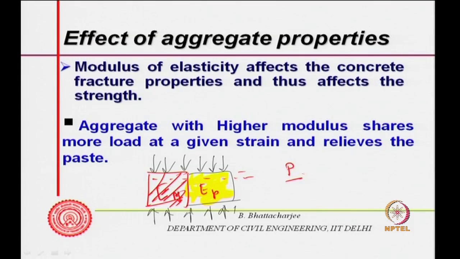So, the load shared would be P1 plus P2, and the total load P. P1 would be related to the same deformation, so E epsilon into the same area; let us say the volumes are same for the time being. Then P1 will simply be strain into E into A, E A epsilon. So, E aggregate into epsilon plus P2, which will be E paste into A into epsilon; both will have the same deformation. Whichever is higher will share more of the load, if the area is the same, just for the understanding part of it.